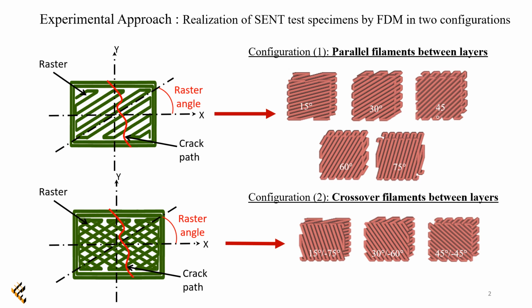We therefore choose to work with two types of test specimens. The first adopts aligned layers with parallel filaments, while the second adopts crossed filaments between layers, from which we obtain the following stress-strain curves.